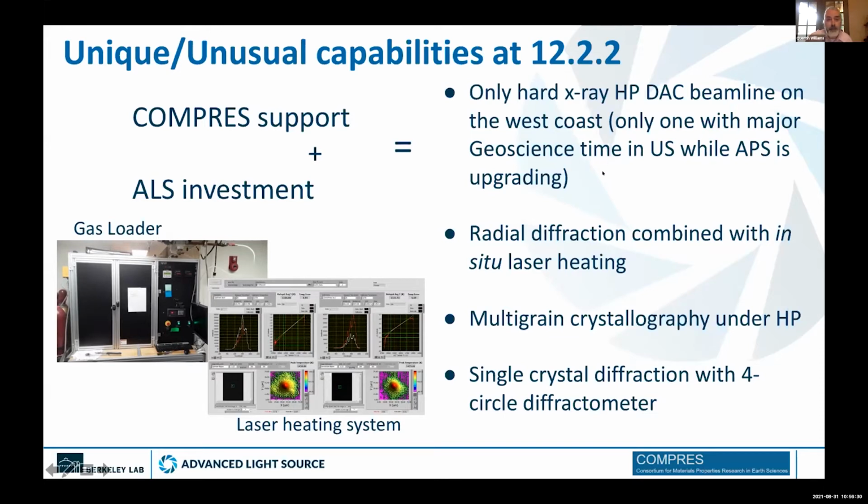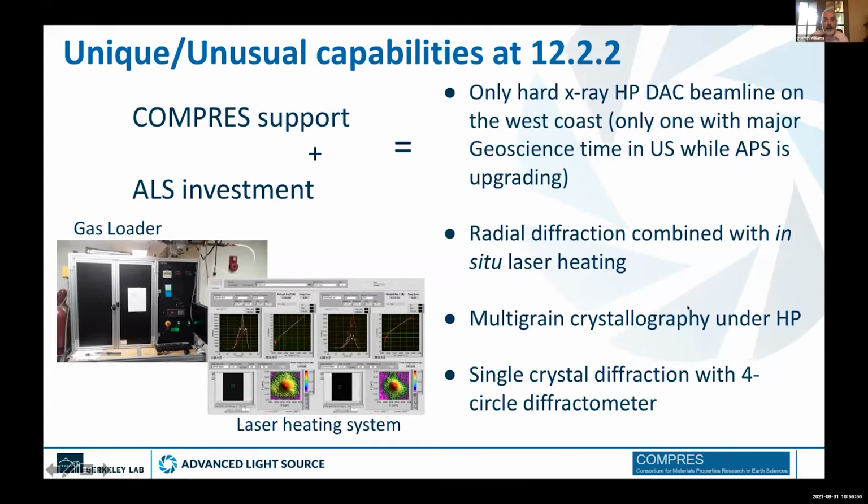So that's a pivotal part of having facilities that have complementary capabilities, is that if one goes down, one can use another facility. I believe a unique capability of our facility is that we do radial diffraction within the diamond cell combined with in situ laser heating. And that's critical for determining high pressure, high temperature slip systems, as I'll discuss in a moment.